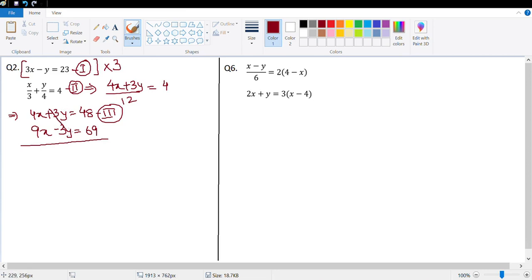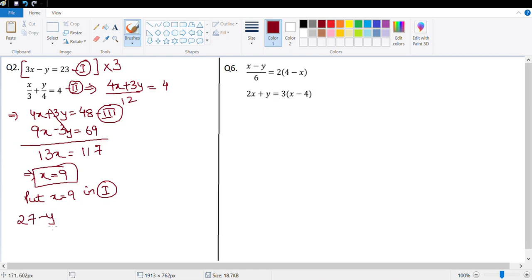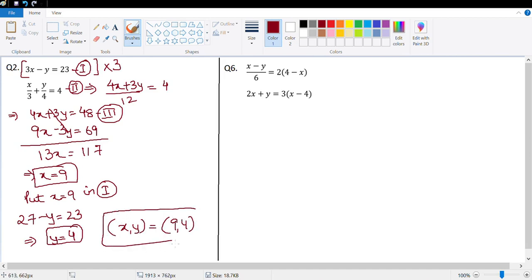So when I add 3y and 3y, they get cancelled. So 4x plus 9x, that's 13x, and 69 plus 48, that's 9 plus 8, 17, 117, which means x is equal to 9. Right, 117 divided by 13, that's 9. Now put x is equal to 9 in equation 1, which gives me 27 minus y is equal to 23, which means y is equal to 4. Perfect. So write the answer in the solution set form 9, 4. So that's the final answer.